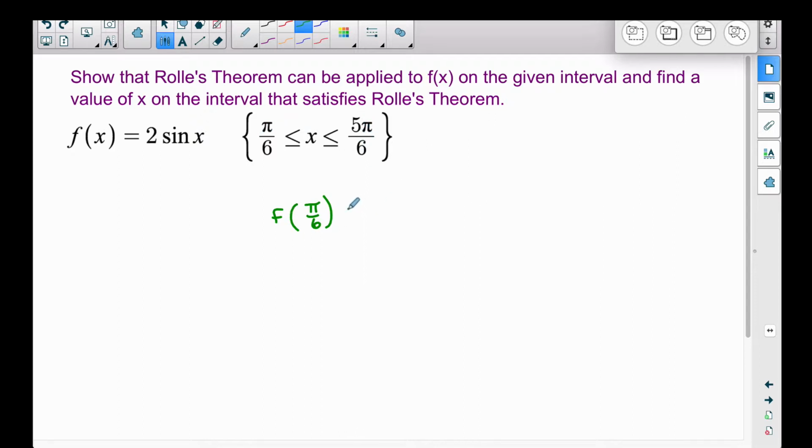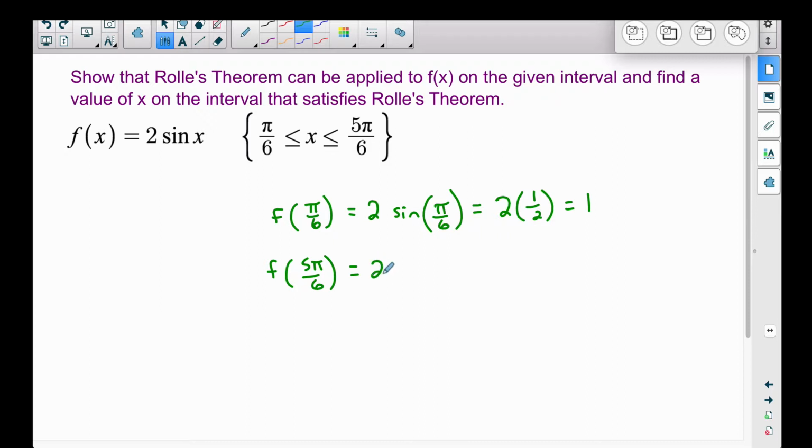f of pi over 6, we take 2 times the sine of pi over 6. We're just plugging pi over 6 into f of x right here. And the sine of pi over 6 is going to be 1/2, and 2 times 1/2 is equal to 1. Let's repeat this for 5 pi over 6. And again, if you refer back to your unit circle, just in case you forgot some of your trig values, the sine of 5 pi over 6 is also equal to 1/2. So therefore, we do have the same y values.